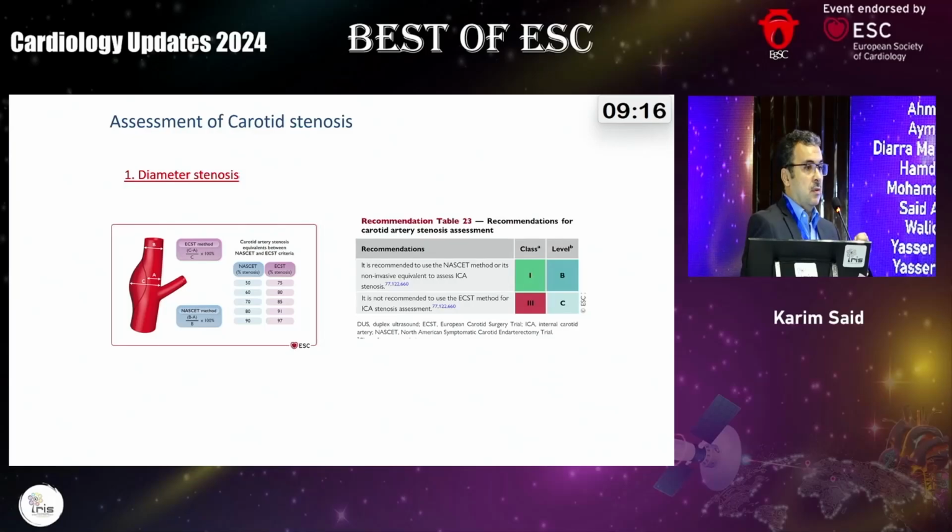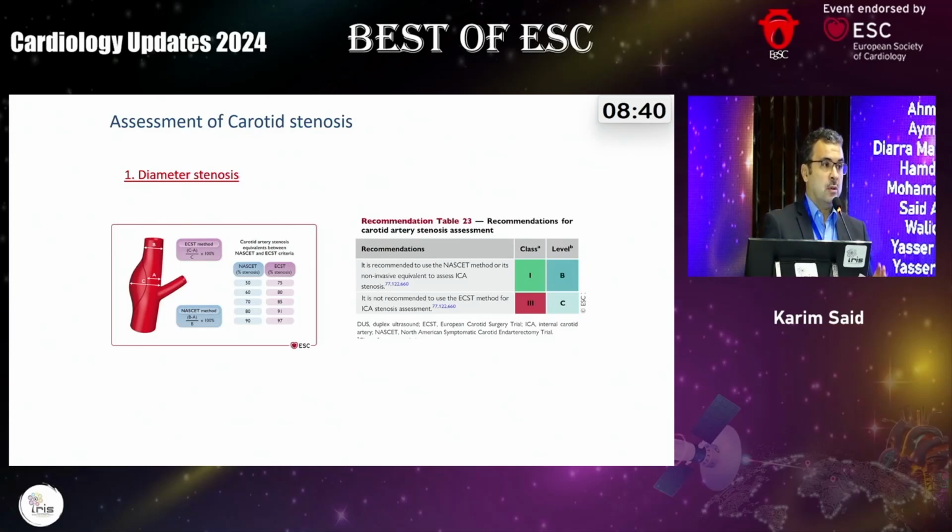And how to assess this stenosis? We go for assessment of the diameter stenosis. And we have 2 methodologies based upon 2 landmark trials. The NASCET, where we compare the residual stenosis to a reference, and the reference here is the internal carotid artery. The other trial, the ECST, compared the residual narrowing to the narrowing at the bulb of the carotid. However, now in the guidelines, it is NASCET that should be used and not any other criteria. This is new in these guidelines.